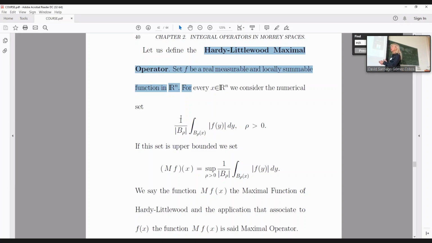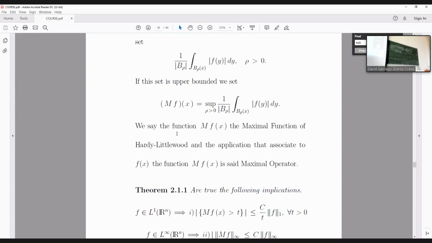This is very, very useful in the applications, because we can obtain that the representation formula of the solution u or of the derivative of the solution can be expressed in terms of the maximal function and other functions that we will see. So this is the maximal function of Hardy-Littlewood, and the application that associates to f the function Mf is called the maximal operator. Later we will call it the maximal operator.